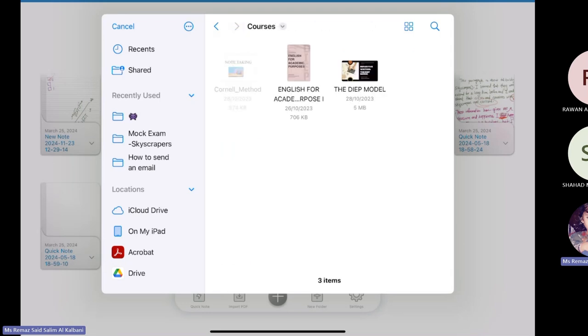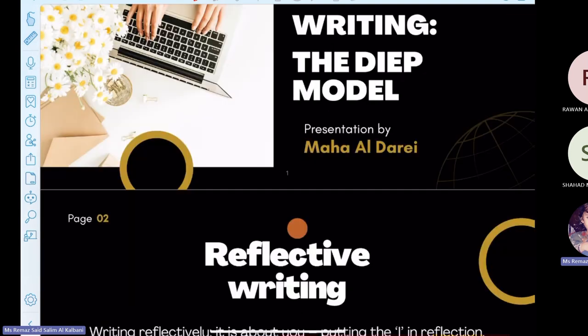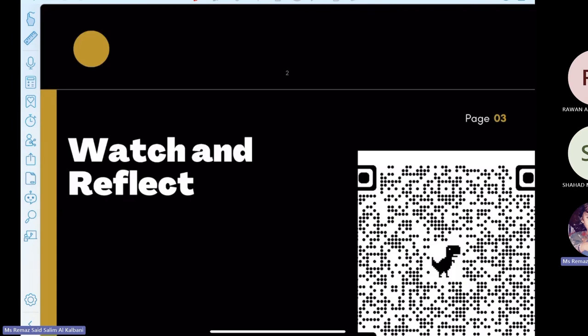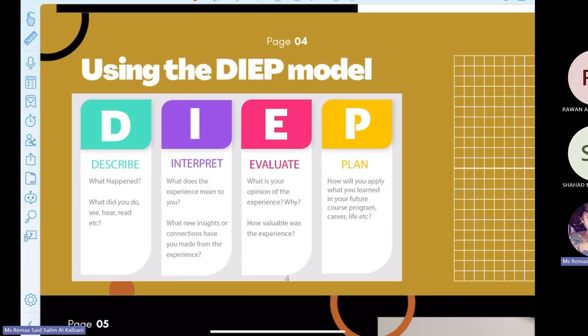Just a quick explanation for writing, a quick review. Okay, as you can see here are the steps where you write reflective writing on the DIEP model. Generally reflecting your idea, the idea that you will take from reading or listening. All right, well, in this way, or these steps, you are going to follow and write a perfect reflective writing.